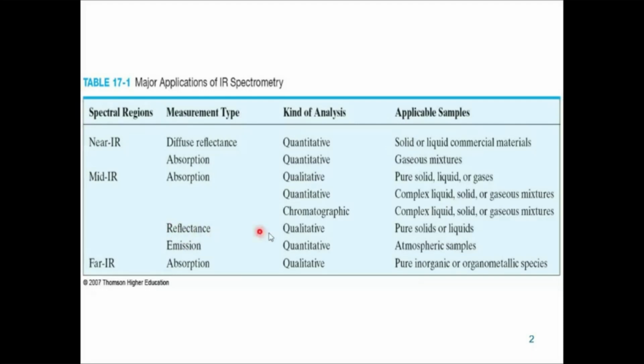In case of reflectance, it is qualitative, for pure solids or liquids. Emission is mostly quantitative. Atmospheric samples can be studied. In case of far IR, only absorption spectroscopy is possible, which is qualitative and can analyze pure inorganic and organometallic species.